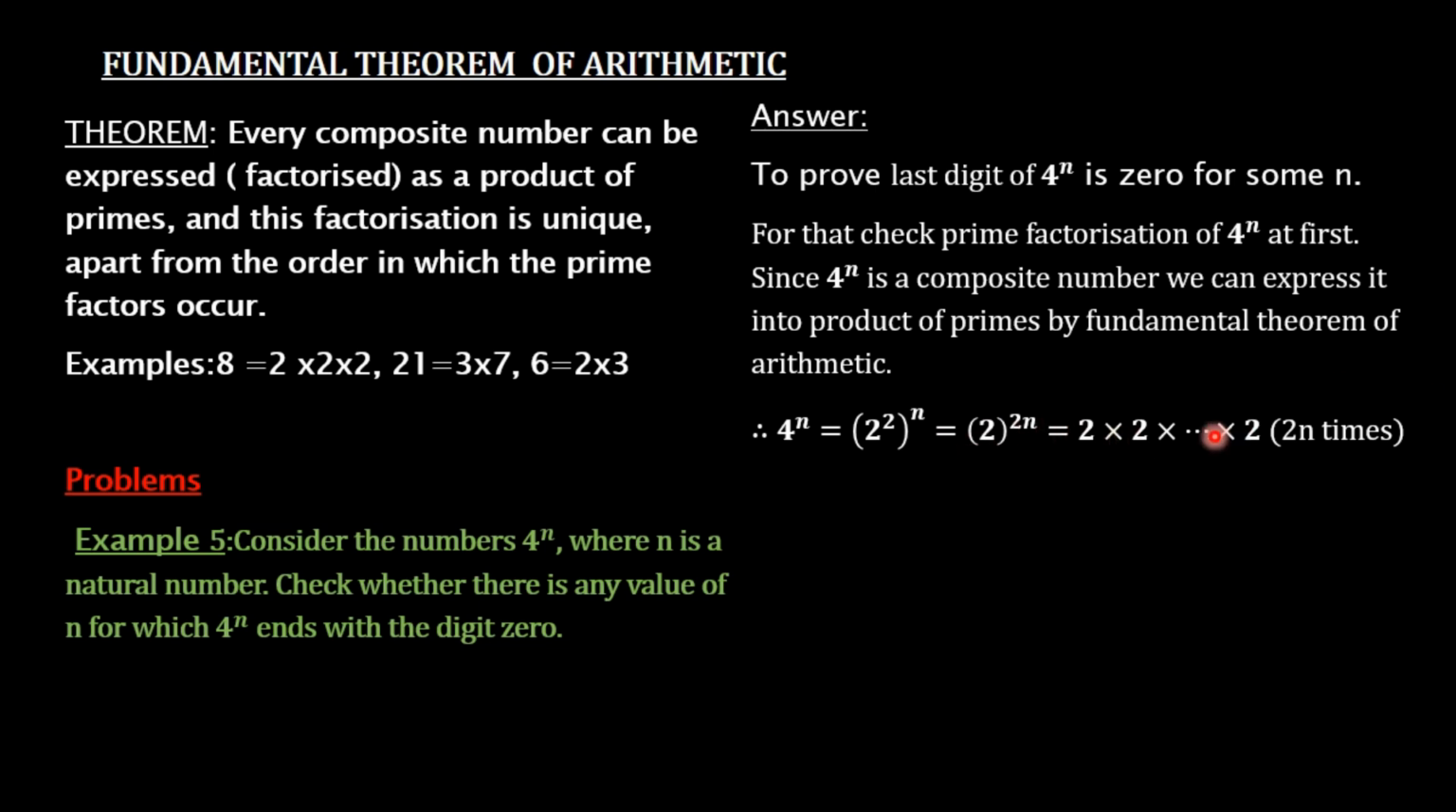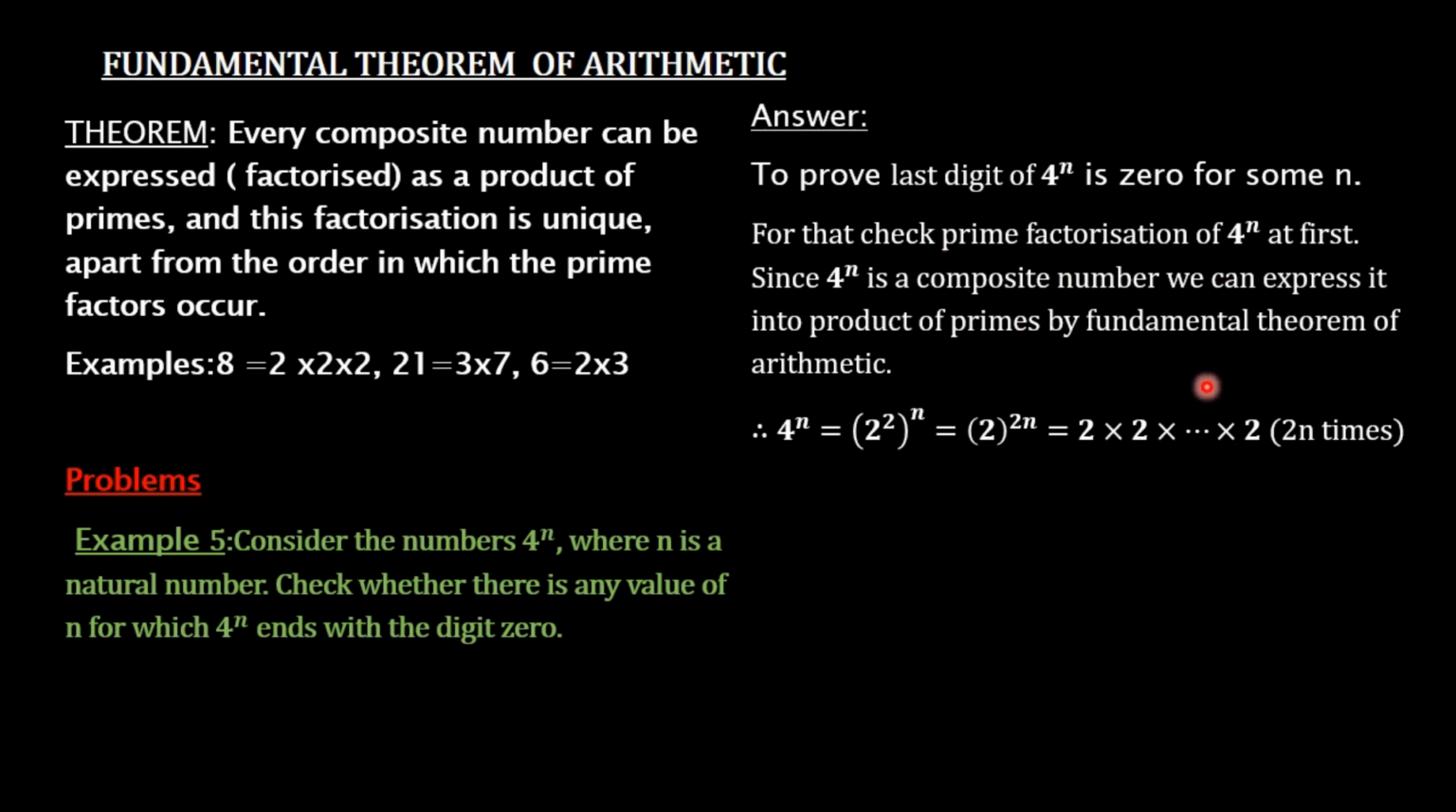That is 2 cube equals 2 three times, the product of 2 three times. 2 raised to 10 is the product of 2 ten times. Here we have 2n, so the product of 2, 2n times. So while checking here whether we have the possibility of a factor of 10 in 4 raised to n.